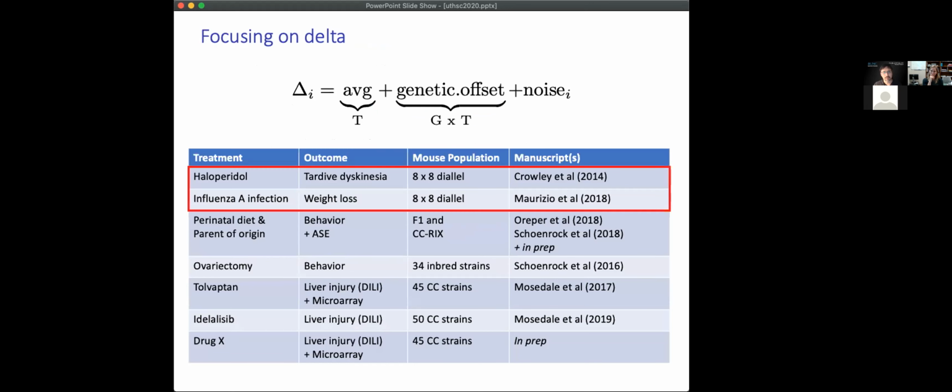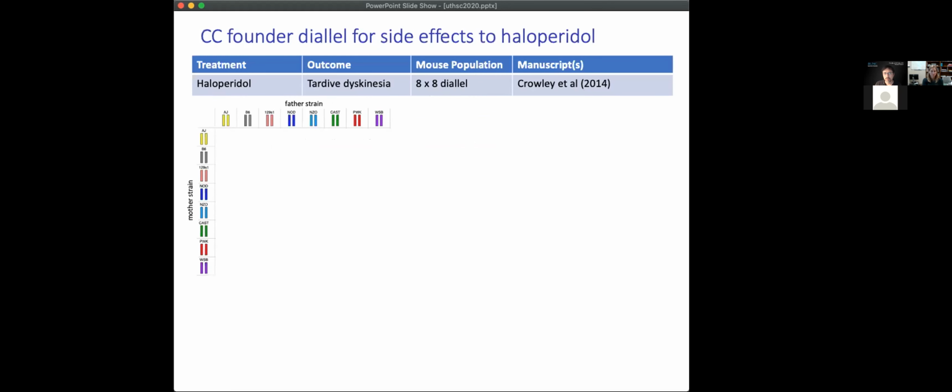So I'm just going to briefly talk about two of the other studies that we've looked at using this. So the first one, which is really where I got into thinking about gene by treatment effects, was using haloperidol, which is an antipsychotic, an extremely effective antipsychotic, but it has this horrible side effect that afflicts some people called tardive dyskinesia.